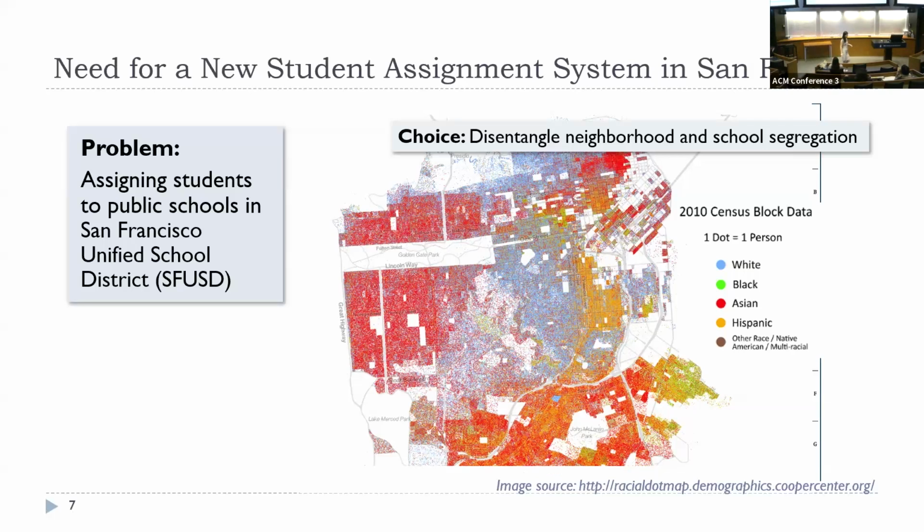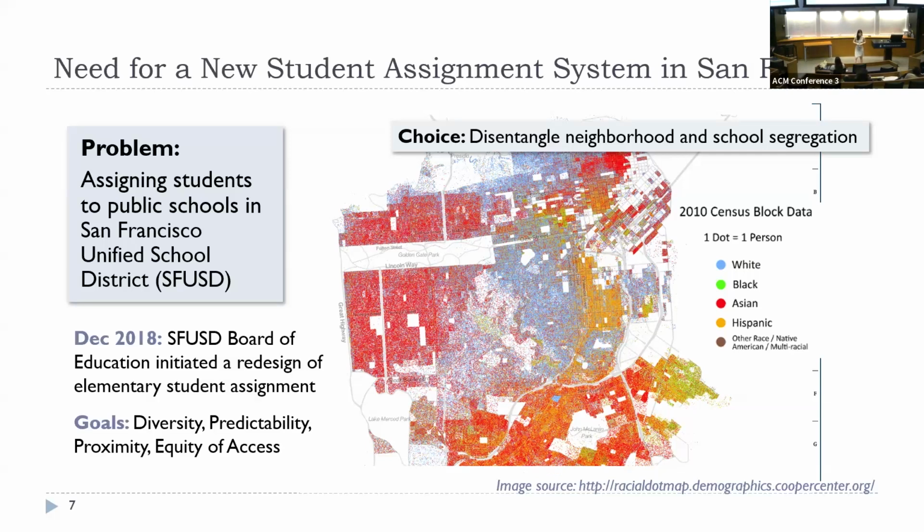Okay, and so motivated by school segregation, as well as a bunch of other issues with this choice-based system, in December 2018, the San Francisco Board of Education initiated a redesign of their elementary student assignment system. And the goals of this redesign were to promote diversity, predictability, so families have a good sense of where their children can go to school, proximity, so that people don't have to be traveling all the way across the district, especially against their will, and all with what they call a lens of equity of access.